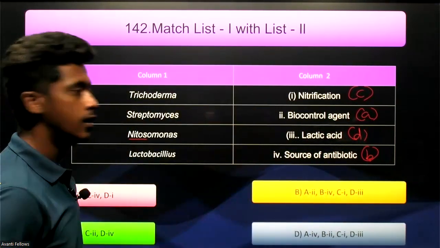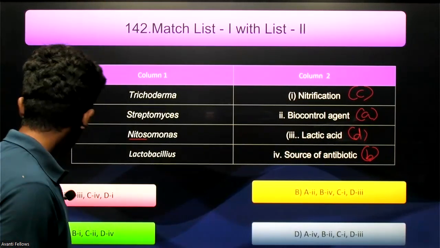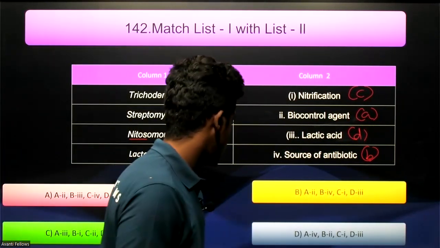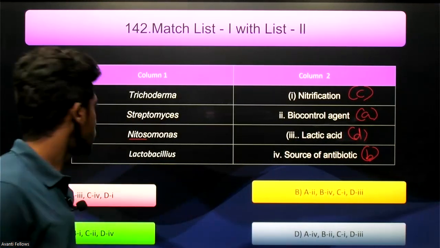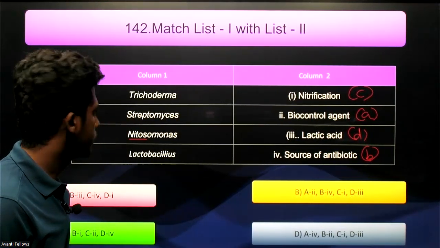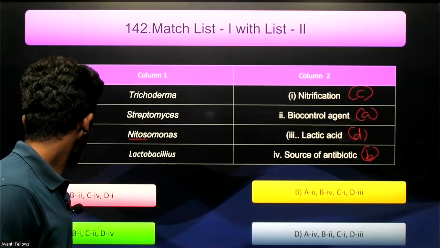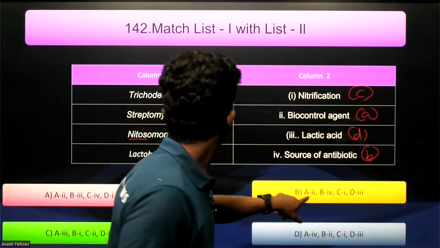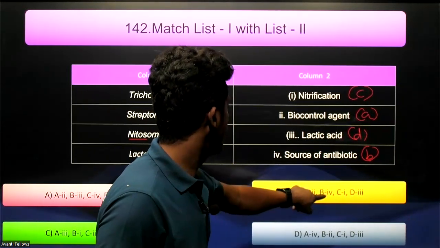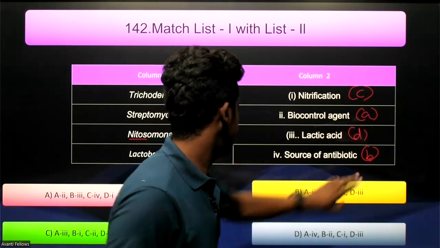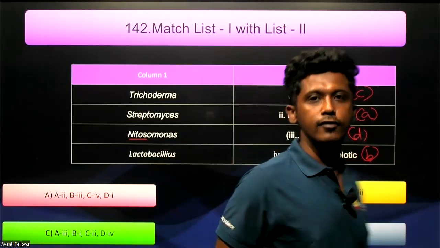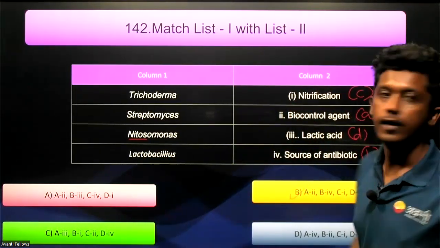So what do we have? A is 2, B is 4, C is 1, and D is 3. So this is the right option. That is, option B is correct for question 142. Okay. So go for what you know first, and then the rest of the options will fall in place.